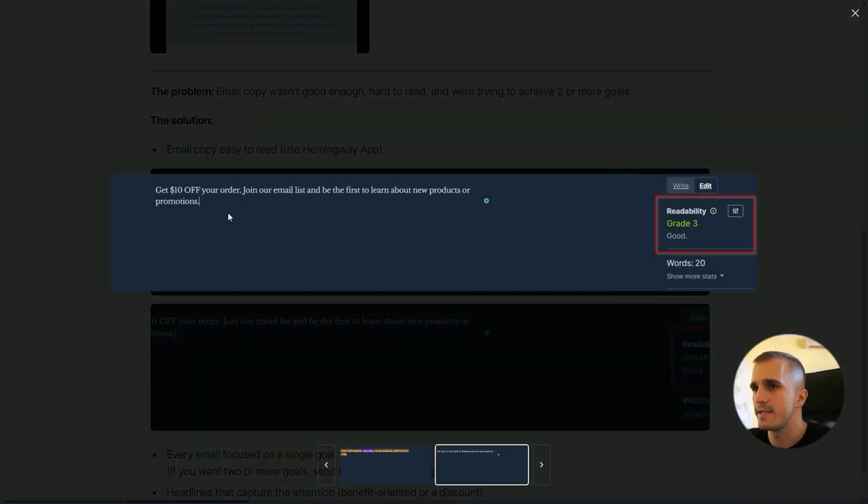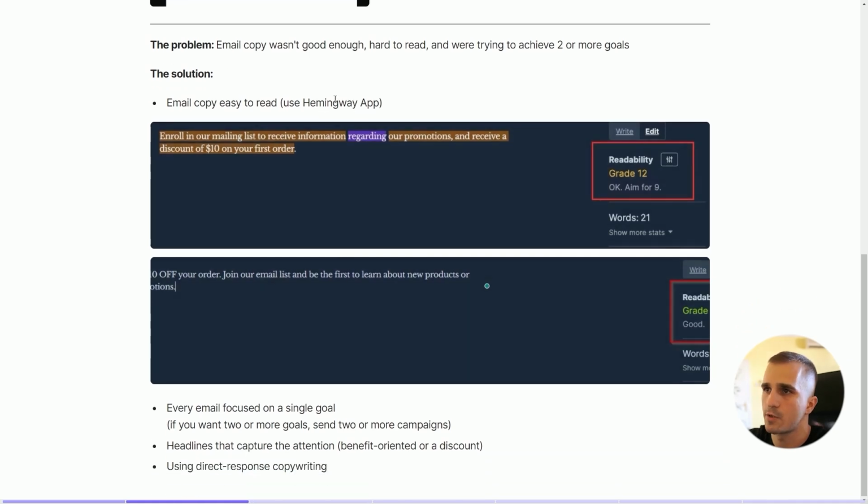And in this example, you can see it's a text that communicates the same thing as the previous one, but you can see the readability level is at 3rd grade, which is really good. And for that reason, this copy will have a higher conversion rate than the previous one. So the app is called Hemingway App, and I will just link it down below in the description.